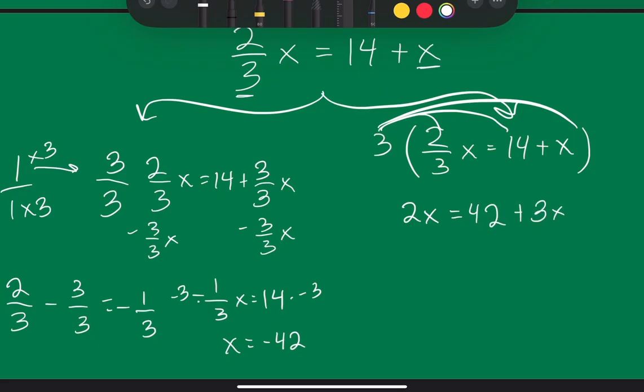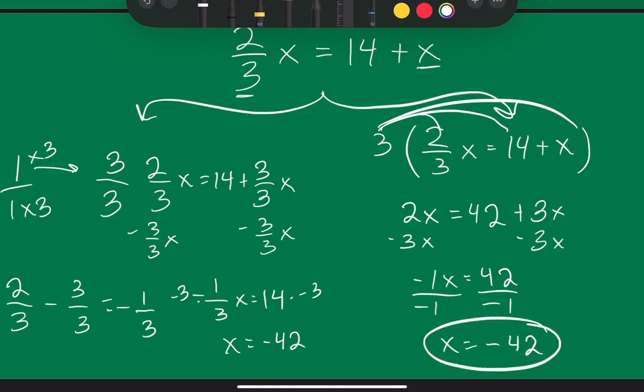And from there, I could just solve like normal. I'll do minus 3x on this side, minus 3x. I get negative 1x is equal to 42. And I have to get rid of that negative 1, so I'm going to divide by negative 1 on both sides. 42 divided by negative 1. That negative is more powerful, so it's going to be negative 42. And like that, I get the same answer.